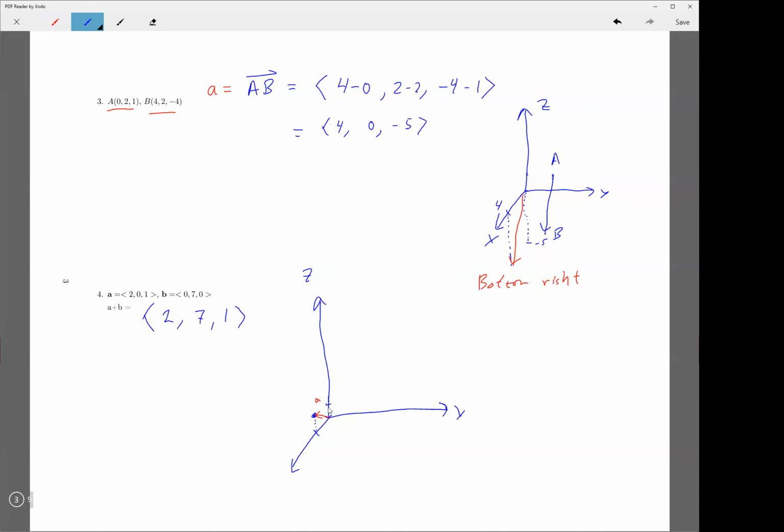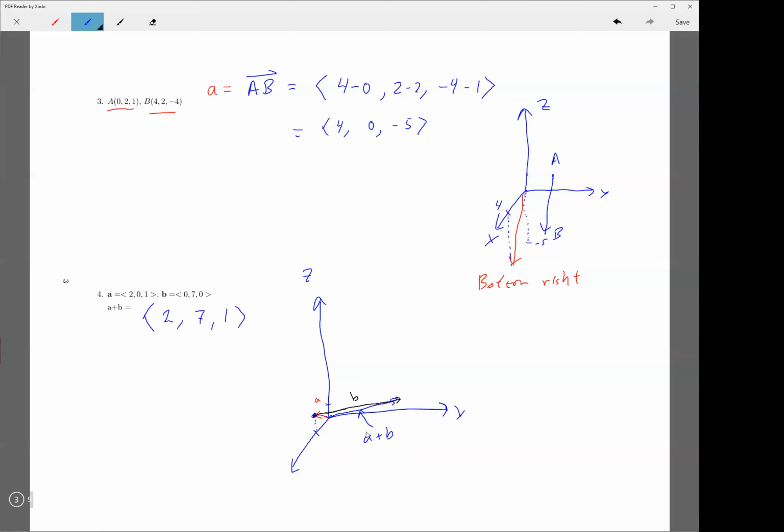And then our vector B is 0, 7, 0. So from this point, it's going to come out this way by 7. It should be parallel to the y-axis, this vector B. And so the result is going to be from here to here. That would be A plus B.